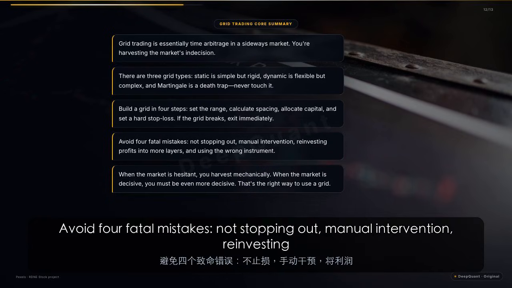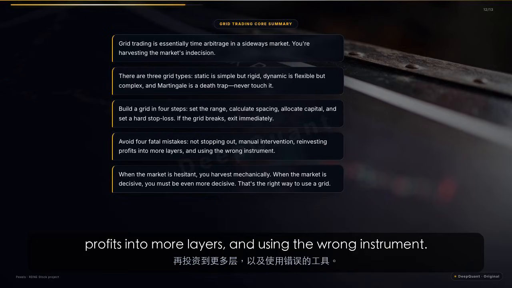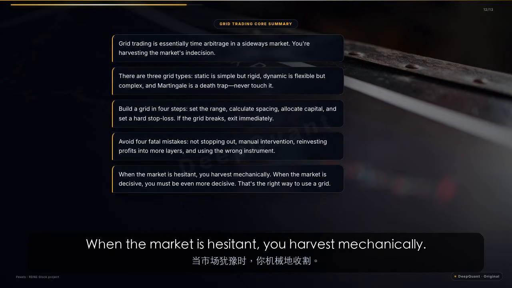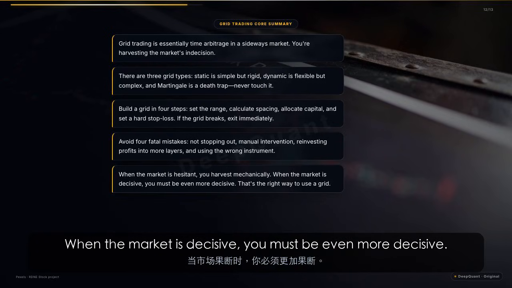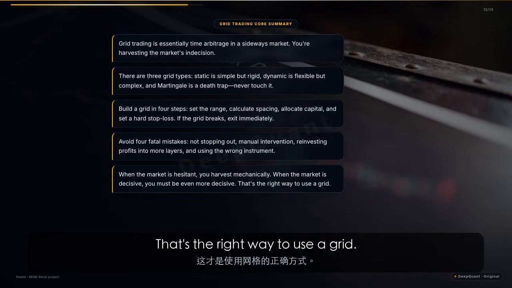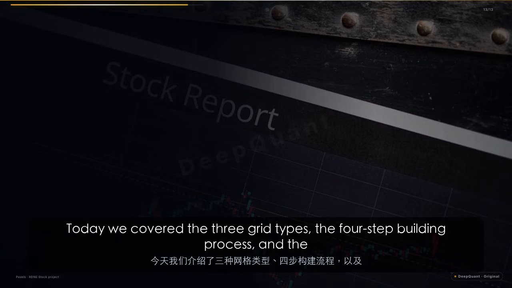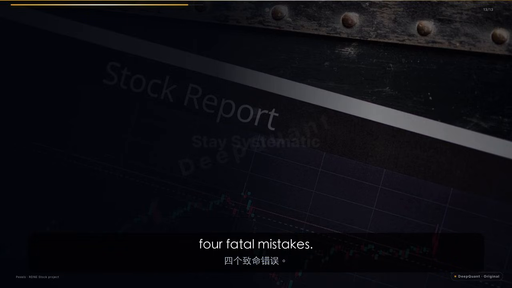Avoid 4 fatal mistakes: not stopping out, manual intervention, reinvesting profits into more layers, and using the wrong instrument. When the market is hesitant, you harvest mechanically. When the market is decisive, you must be even more decisive. That's the right way to use a grid. Today we covered the 3 grid types, the 4-step building process, and the 4 fatal mistakes.